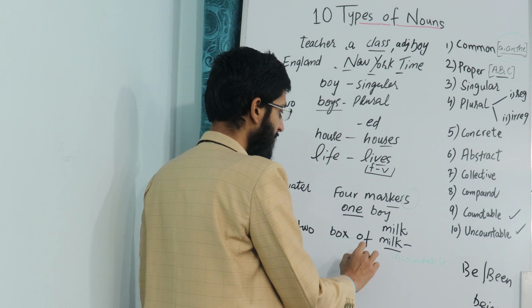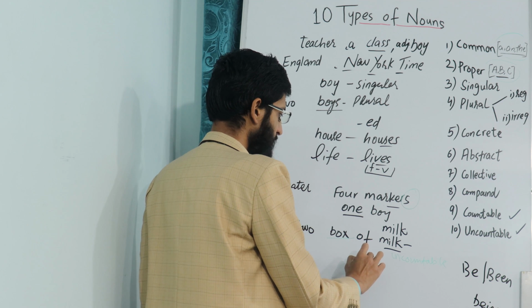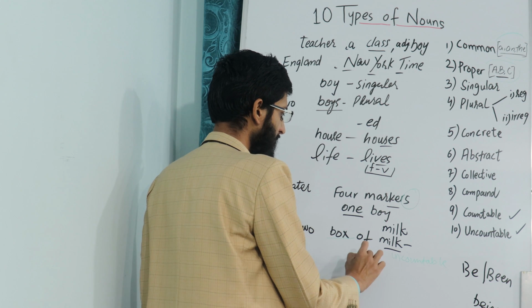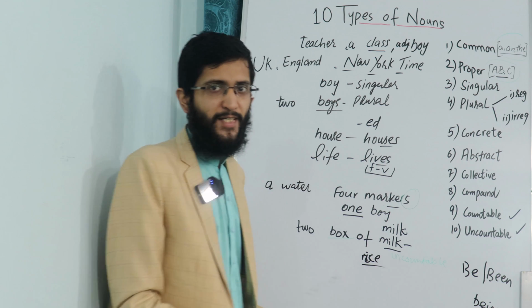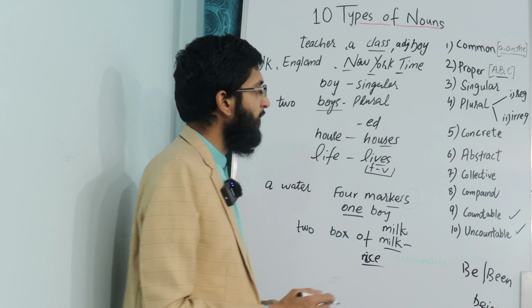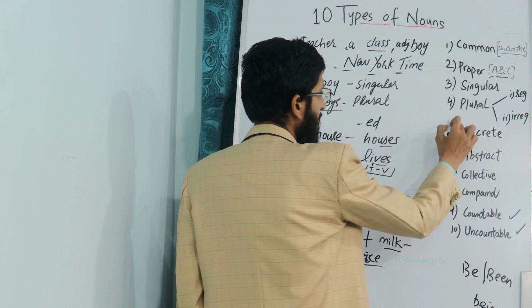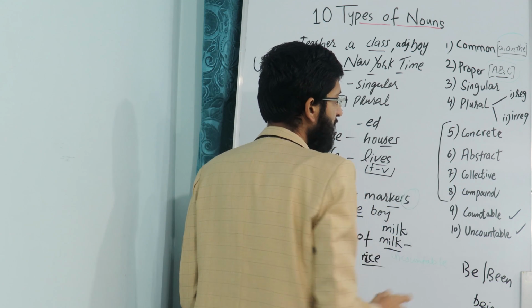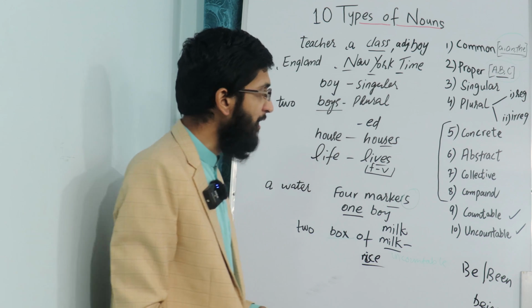Similarly, there is the word rice, R-I-C-E, rice. You eat rice. Rice is also an uncountable noun. The next 4 are concrete, abstract, collective, and compound nouns.